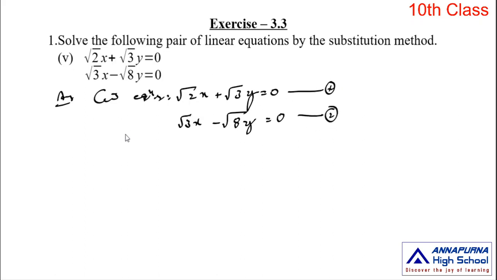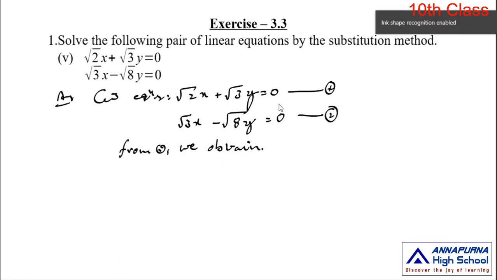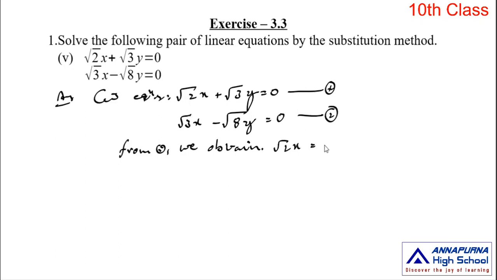Okay, so from the first equation we obtain x in terms of y. So here the first equation is root 2x plus root 3y is equal to 0. So when I transpose this y term to the right side, then root 2x is equal to minus root 3y, and from this x is equal to minus root 3y by root 2.